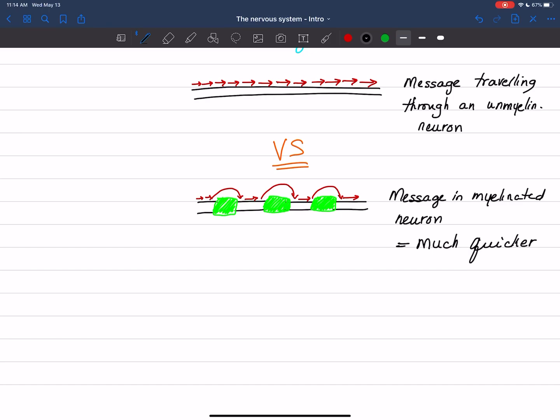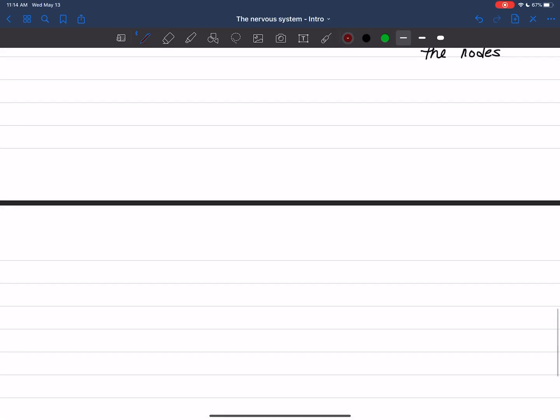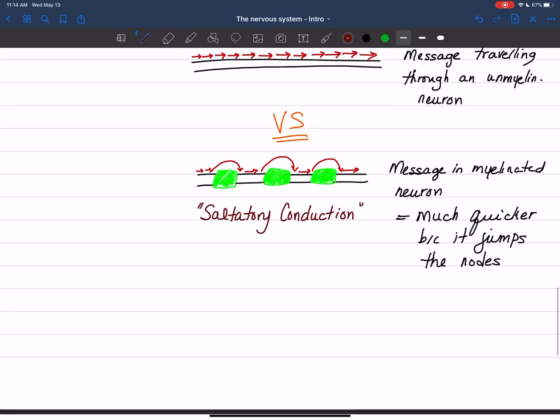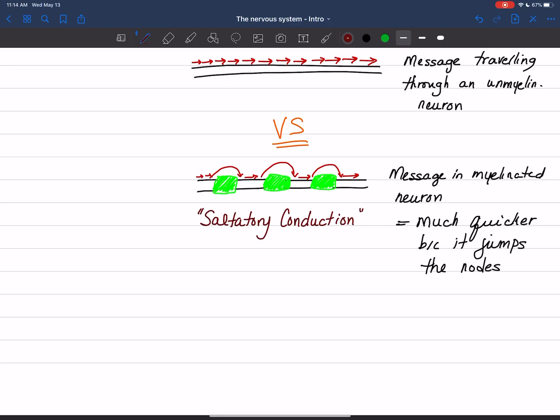So it's much quicker because it jumps the nodes. That message doesn't have to travel through those particular nodes. And so this type of transmission right here is known as saltatory conduction. Okay, saltatory meaning to jump. So that's saltatory conduction.